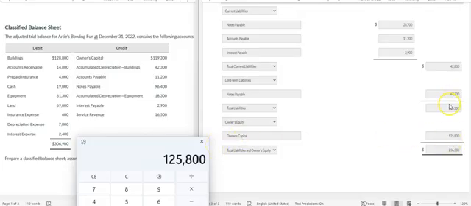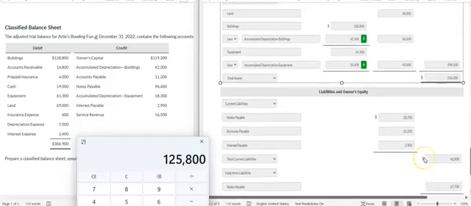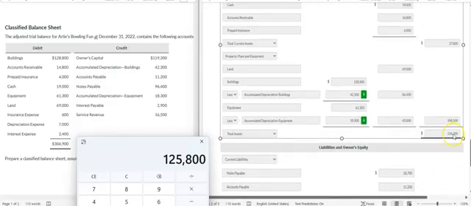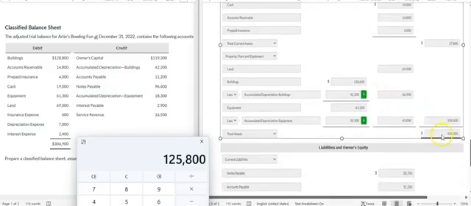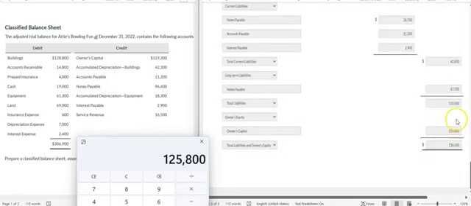If I add my total liabilities to my total owner's capital, I get an ending liabilities and equity of 236.3, which should equal my total assets. The balance sheet is reporting total assets equal total liabilities and owner's equity.